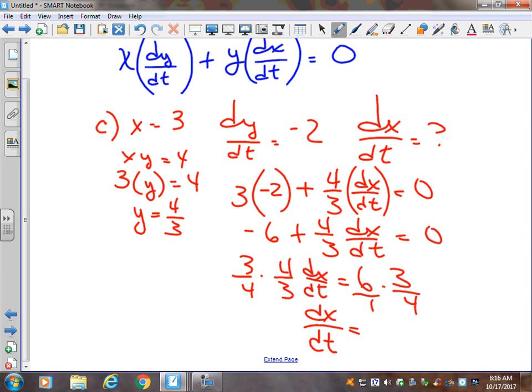Because it doesn't matter if you multiply first or reduce first. See, I like to reduce first. Because 2 goes into this and 2 goes into that. And then when I multiply, I'm done. 9/2. So as my y is decreasing by 2, my x is increasing by 4.5. Does that make sense? I don't have a part D for that one.